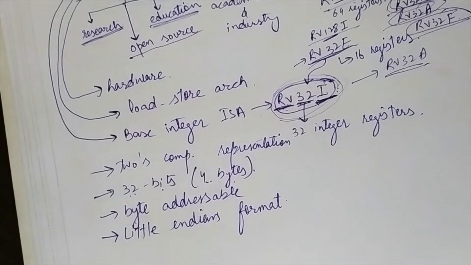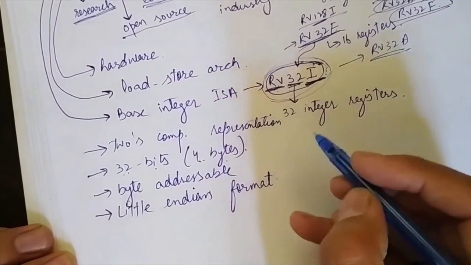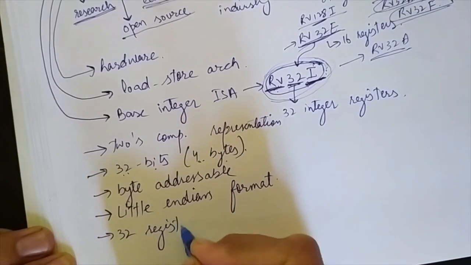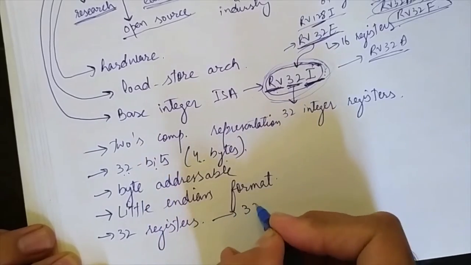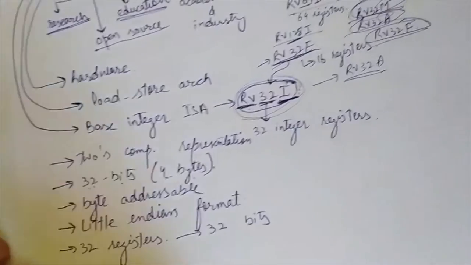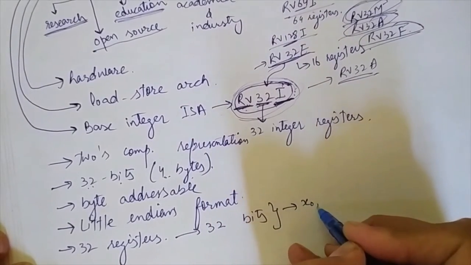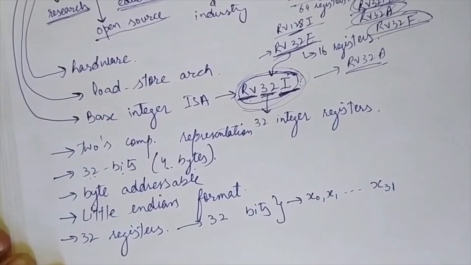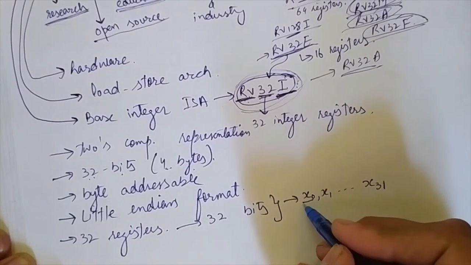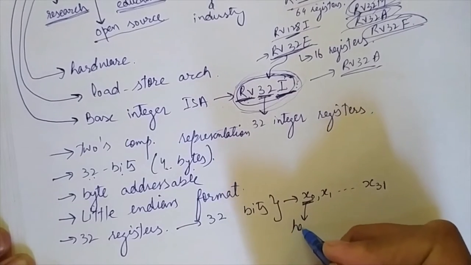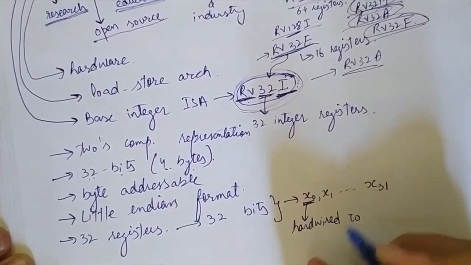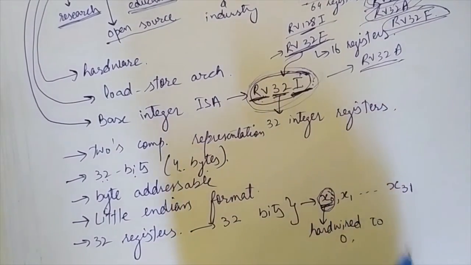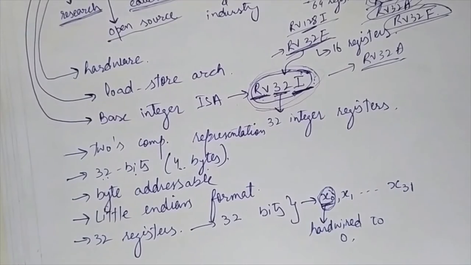And after that, these are some points related to RV32I. It has 32 registers and each register is of 32 bits. And these registers are named X0, X1, X2, up to X31. So these are 32 registers. And this X0 is a special type of register that is always hardwired to 0. That means whatever operation we do on X0, the final result in X0 will be 0 because it has been hardwired to 0.